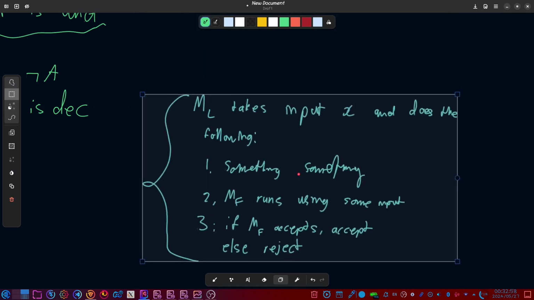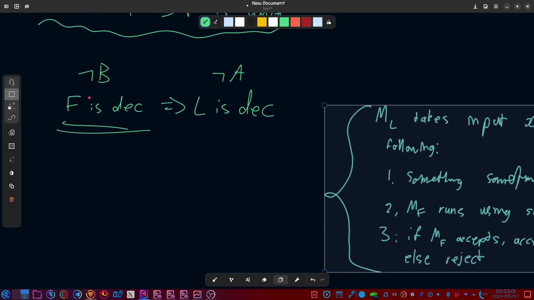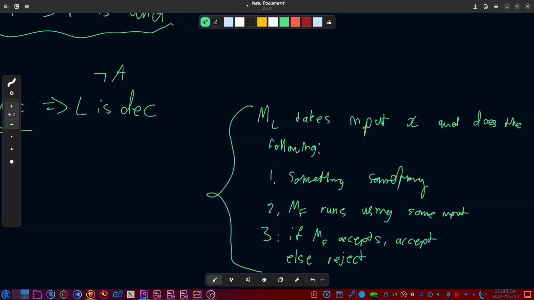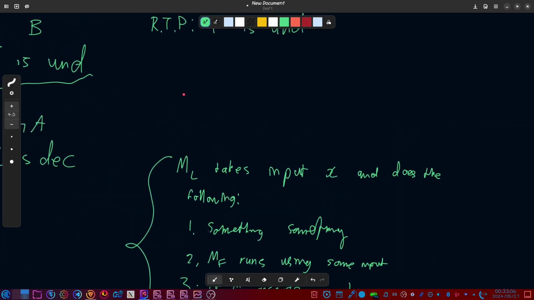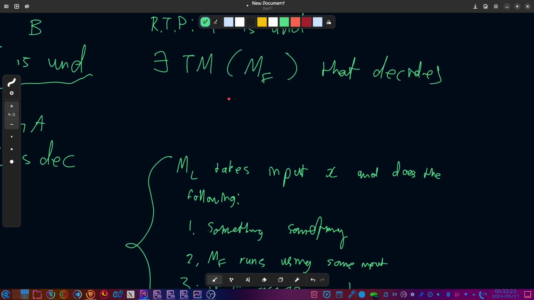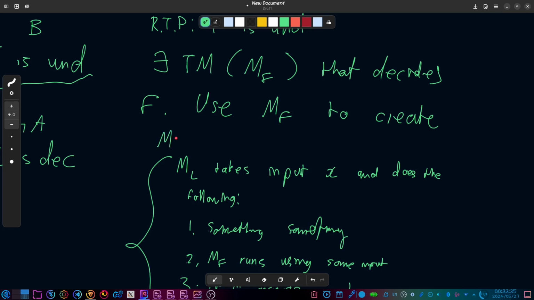So what does this being true mean? What does F being decidable mean, right? It means that there exists a TM, a Turing machine, we'll call it MF, that decides F. So what we're going to do is use MF to create ML.